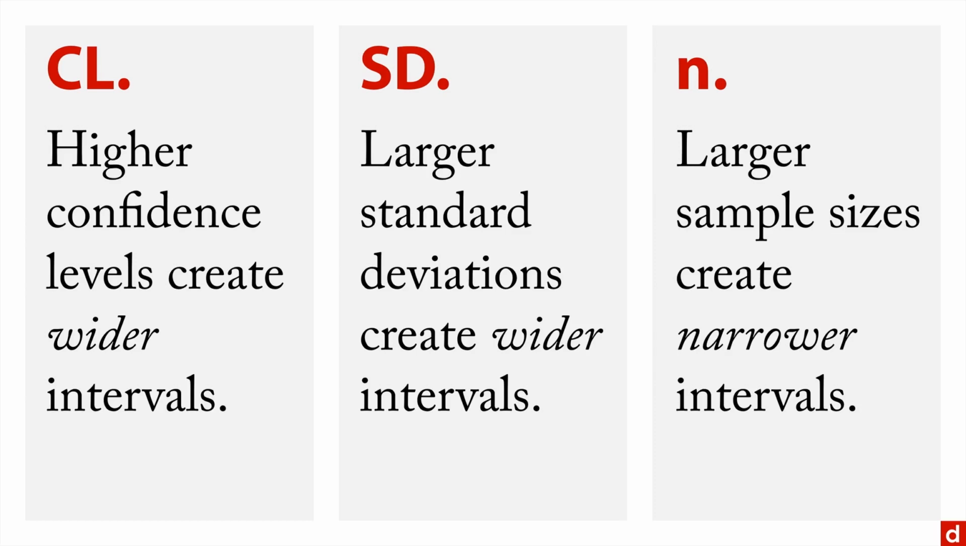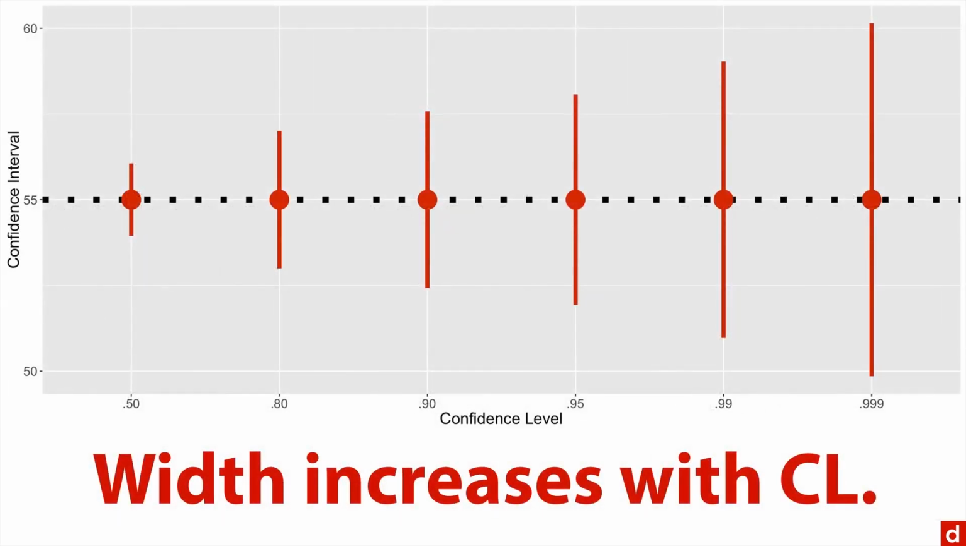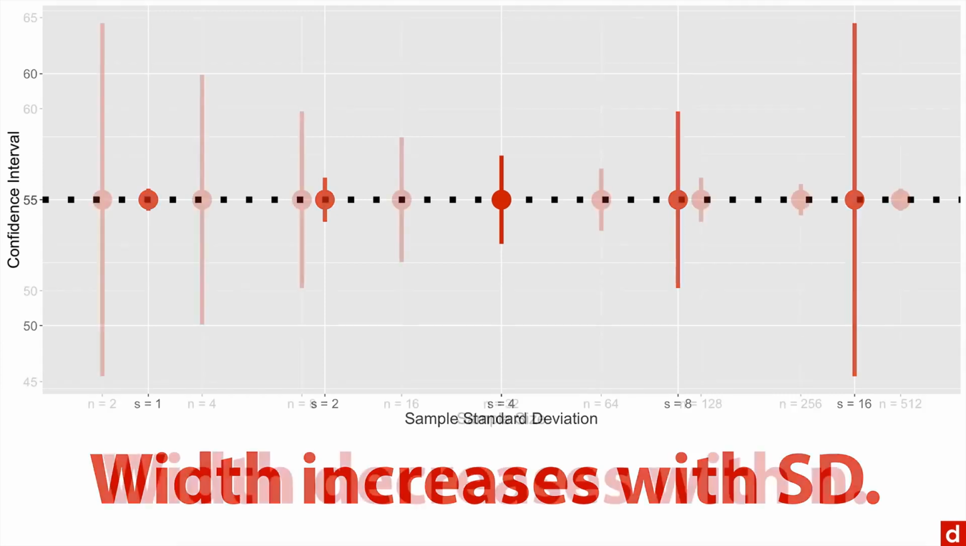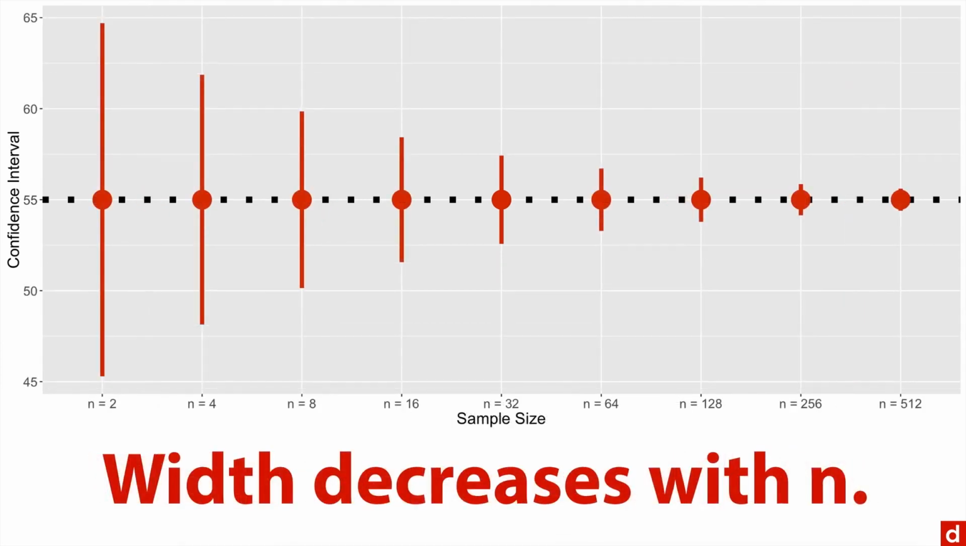I can show you each of these things graphically. Here we have a bunch of confidence intervals where I'm simply changing the confidence level from 0.50 at the left side up through 0.999. And you can see it gets much bigger as we increase. Next one is standard deviations. As the sample standard deviation increases from 1 to 16, you can see that the interval gets a lot bigger. And then we have sample size going from just 2 up to 512. I'm doubling it at each point. And you can see how the interval gets more and more and more precise as we go through.